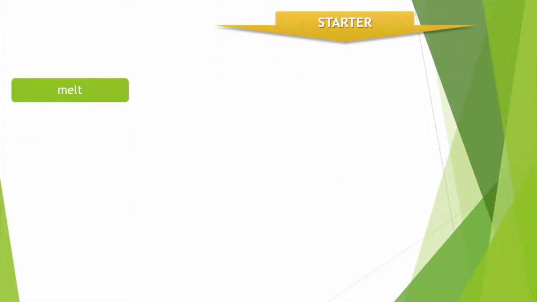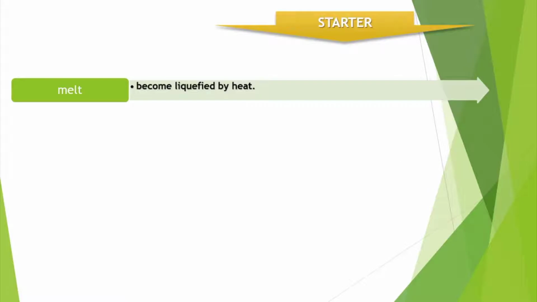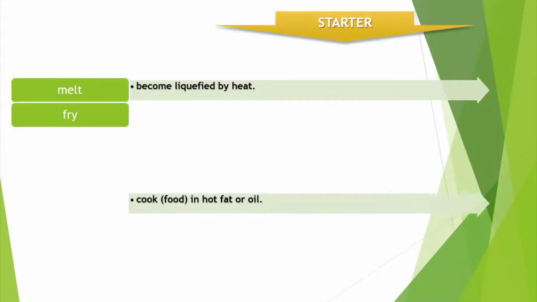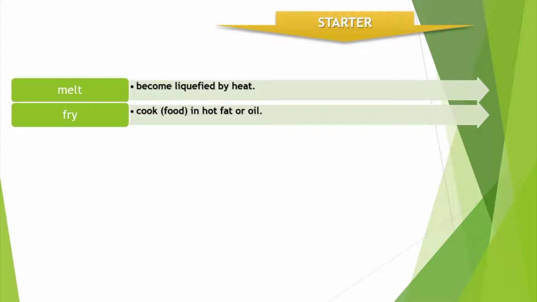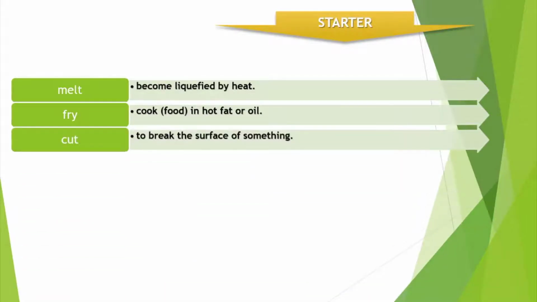Fantastic. Now, my students, let's have a quick look at these words. The first one is melt. To melt means to become liquefied by heat. The second one is fry. To fry means to cook in hot fat or oil. The third one is cut. To cut means to break the surface of something.